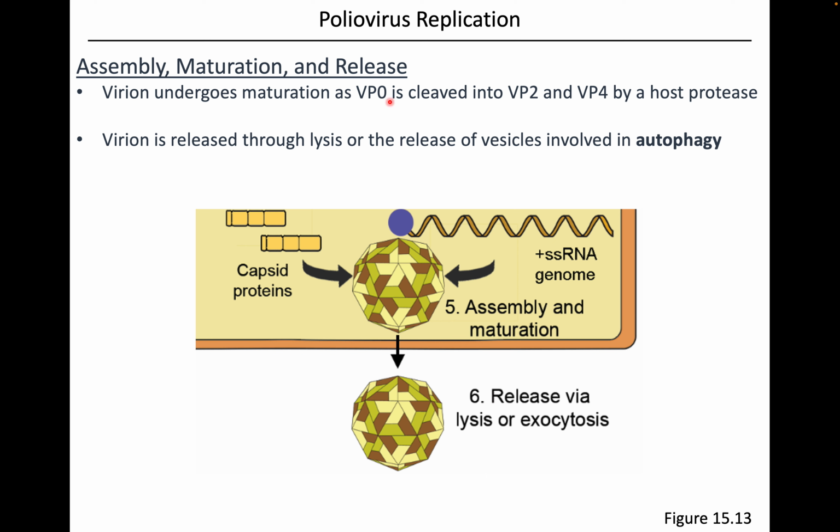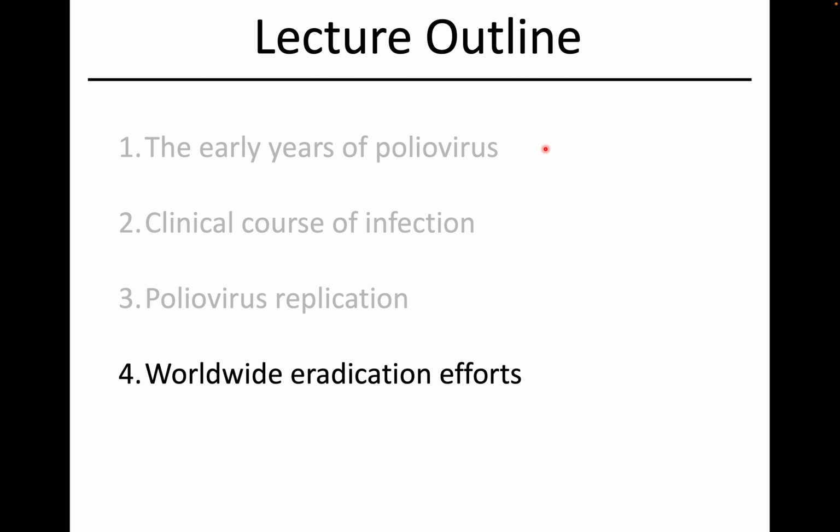VP0, so maturation is going to happen when that VP0 protein gets basically chopped in half, one half becoming VP2, the other half becoming VP4, and then it's simply going to get out either by lysing the host cell open, or it seems to also be capable of co-opting some of the vesicles that may be involved with autophagy, so sort of that lysosomic vesicle trafficking pathway. So, as I said, not too bad in terms of replication cycle there.